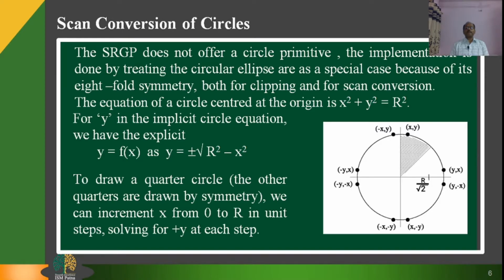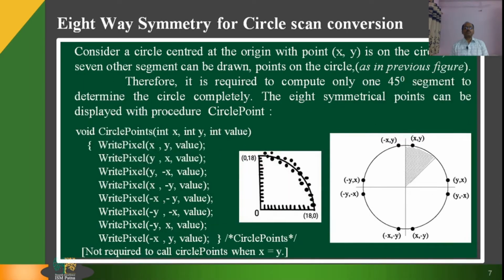So, these will be discussed and shown to you all on the computer by using a program. So, this is the 8-way symmetrical circle point function. Consider a circle centered at the origin with point x, y as one of the points on the circle. 7 other segments can be drawn, points on the circle as in the figure.